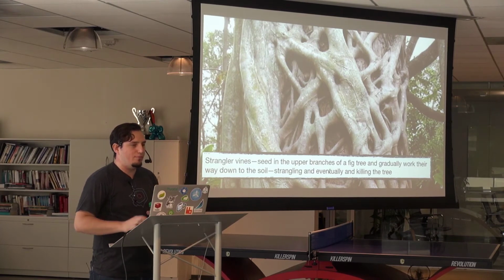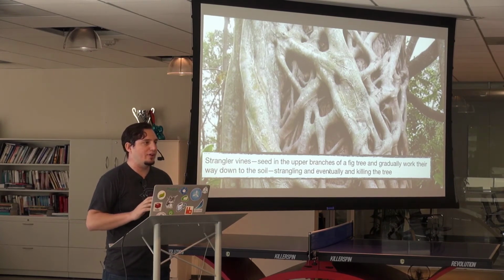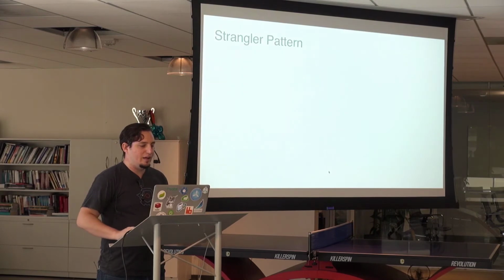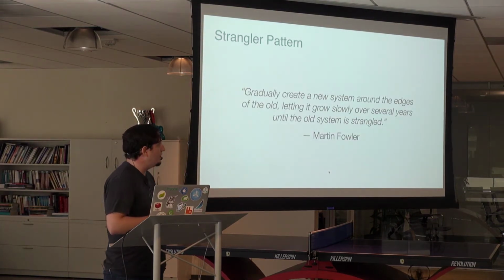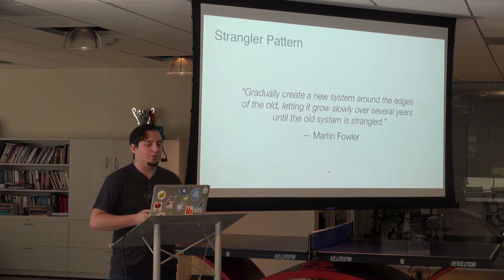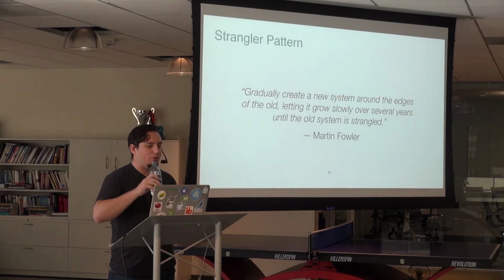And so Martin Fowler saw that, and he said, well, this sounds like a great way to strangle my legacy. And so he said this: what you can do is gradually create a new system around the edges of the old, letting it grow slowly over several years until the old system is strangled.